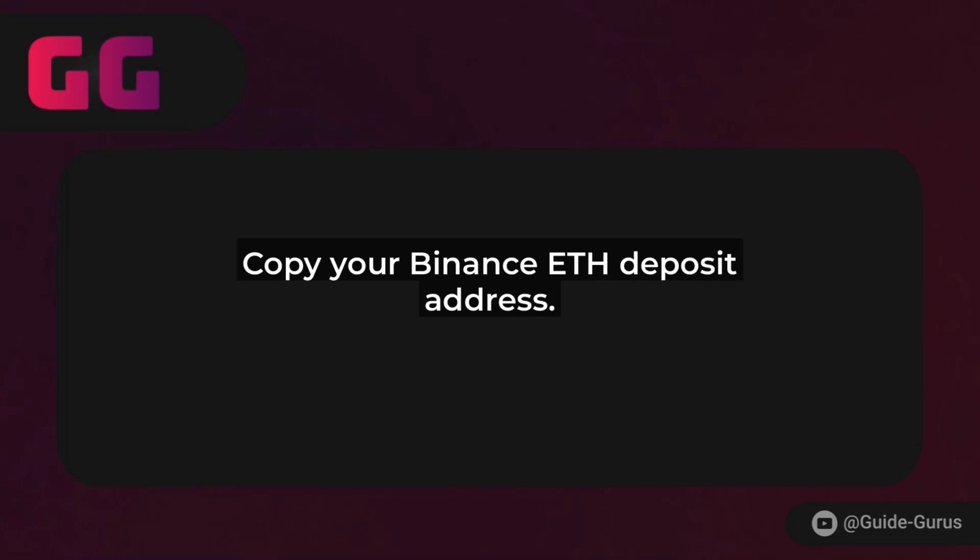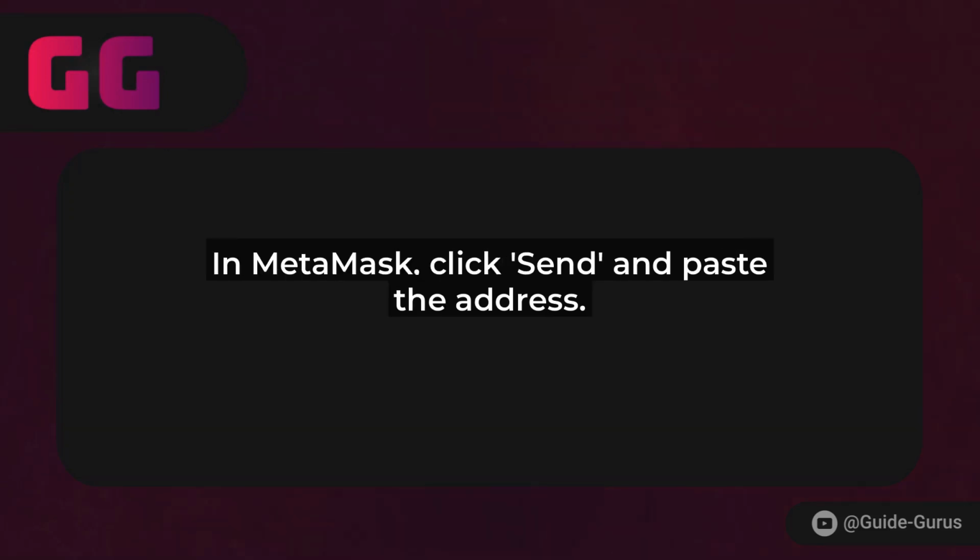Next, head over to Binance. Log in to your account and go to the Wallet section. Find the Deposit option, then select ETH from the list of cryptocurrencies. This will generate a unique deposit address for you. Copy that address carefully, as it's crucial for the transfer.